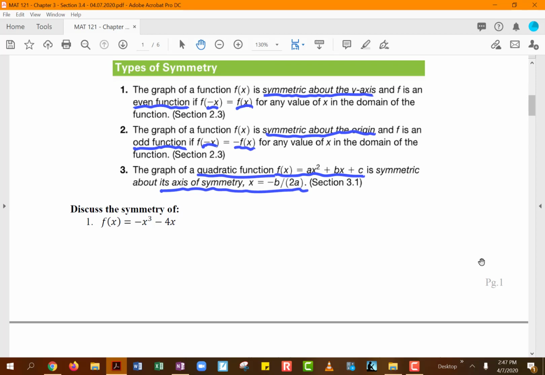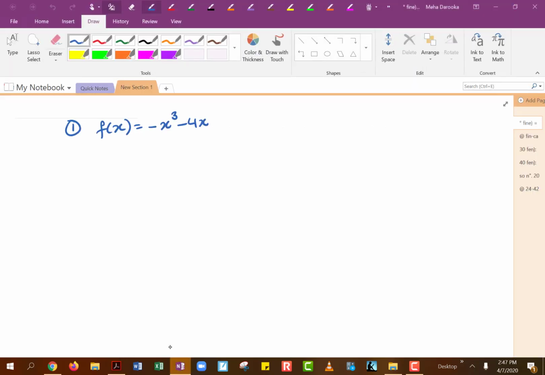So let's take a look at this first example here. We've got f of x equals negative x to the third power minus 4x. You should be able to see that this is the third power over here, and then 4x, x itself, has the first power. So both 3 and 1 are going to be odd numbers.